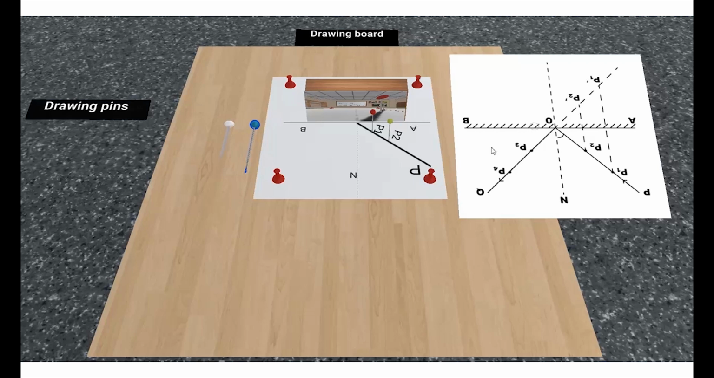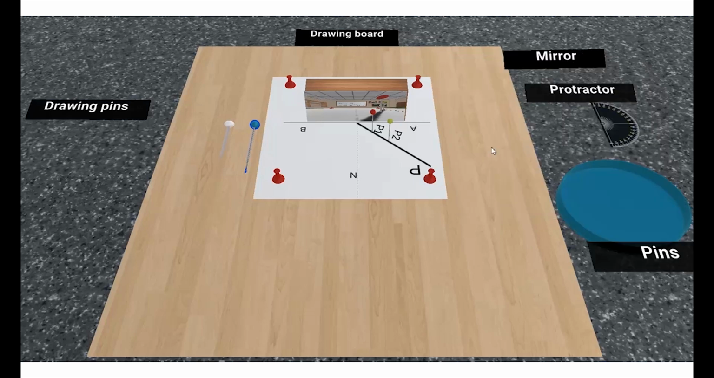connecting P1 and P1'. Fix two pins P3 and P4 vertically such that their feet appear to be in the same straight line as that of images P1' and P2'. Ensure that the feet of the pins lie in the same straight line. Drag and drop the pins.